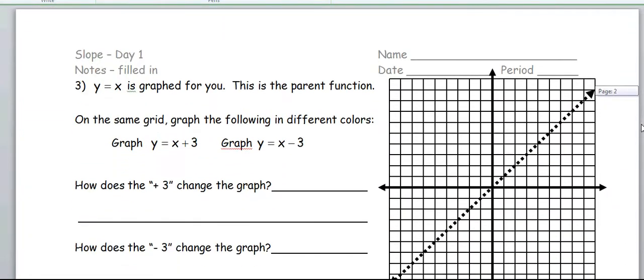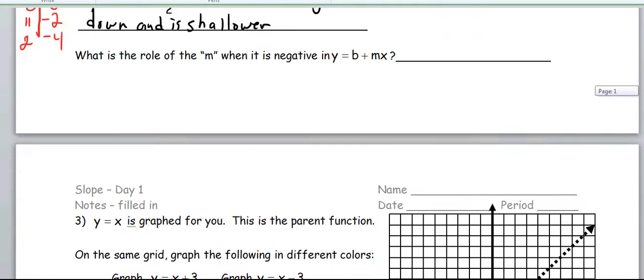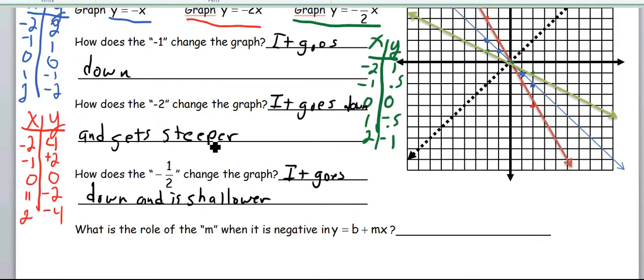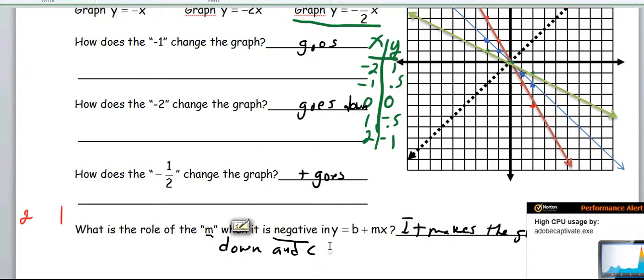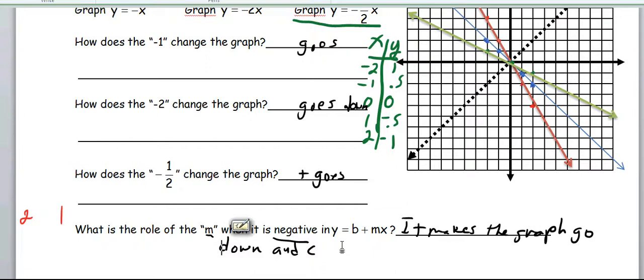Alright, so let's look at, oh, we forgot to answer the question. What is the role of the m when it's negative? So the role is it makes the graph go down and changes the steepness.